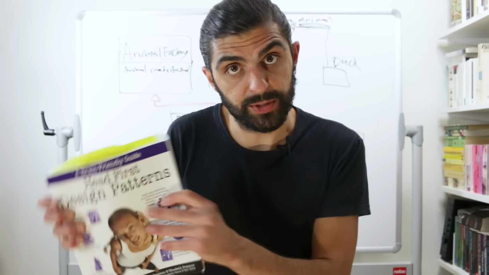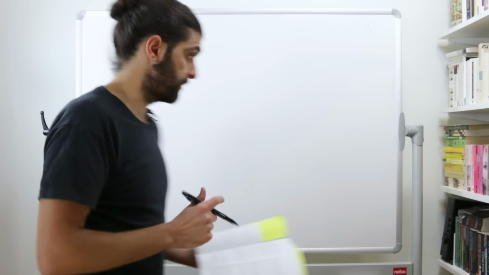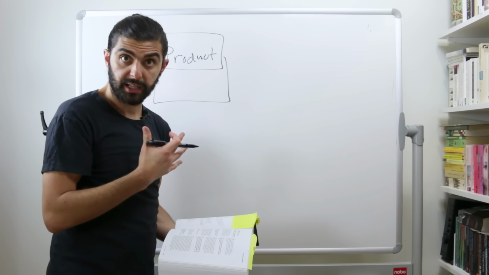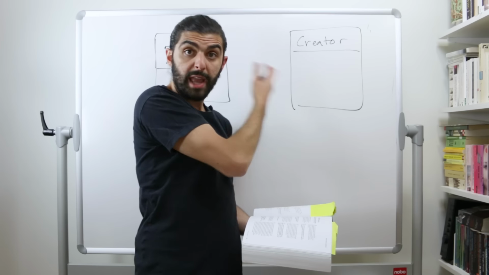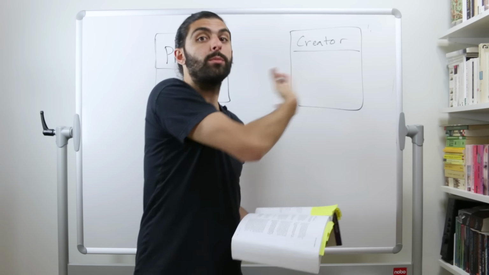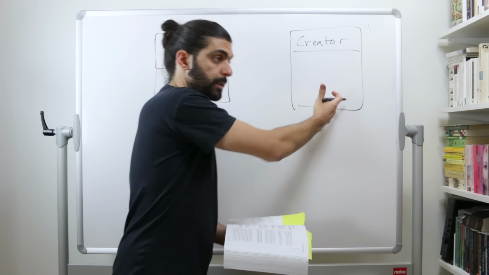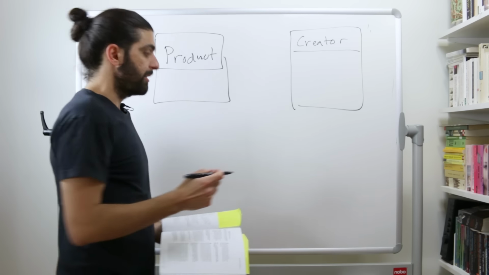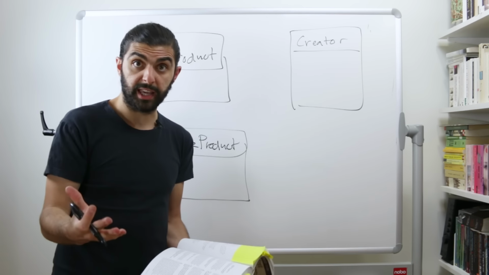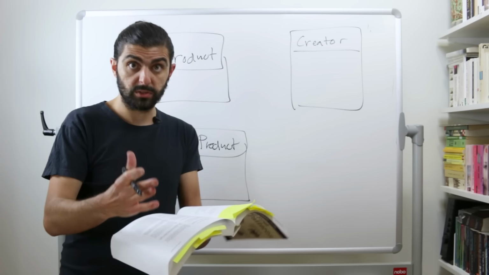So let's now clean up the mess we got on the whiteboard, and let's look at the generalized UML diagram from this book. In this example, they use these terms. They have a product, which in our case was the animal. They have a creator, which in our case was the animal factory. The creator creates products. The animal factory creates animals. Then they have concrete product, which in our case were cats, dogs, and ducks.